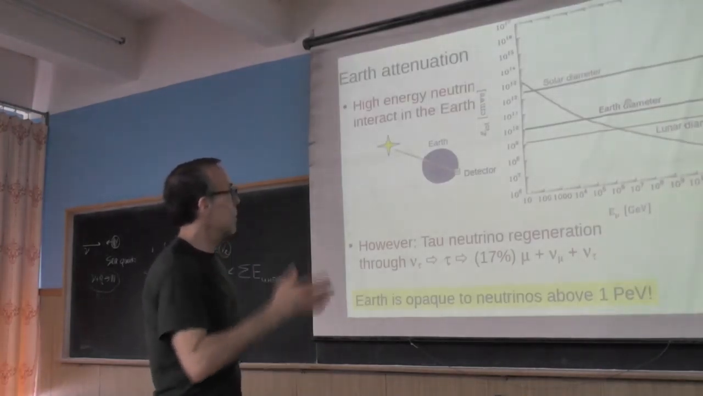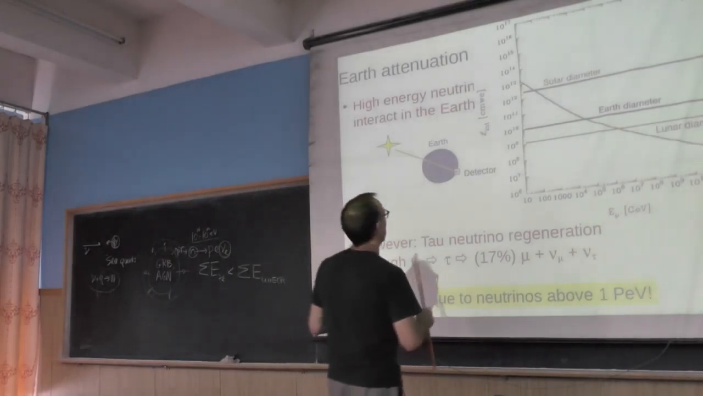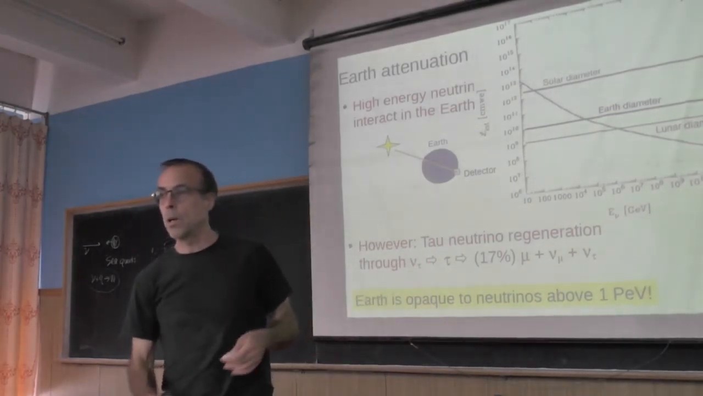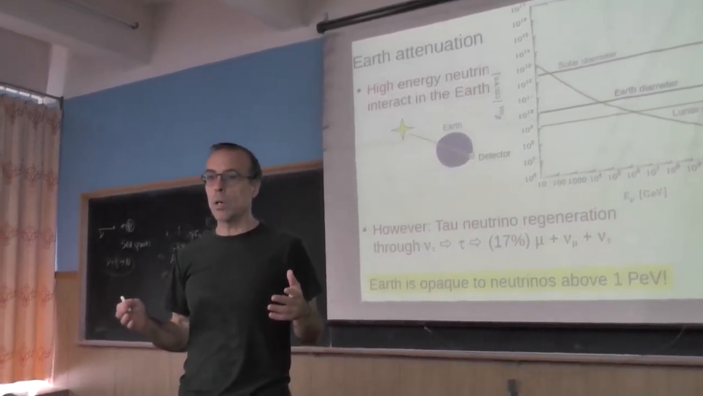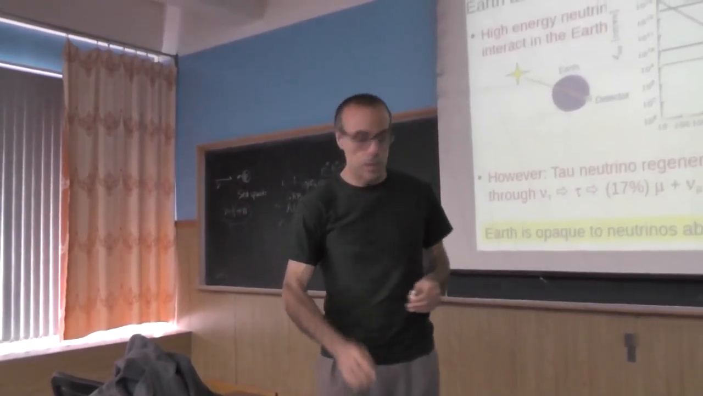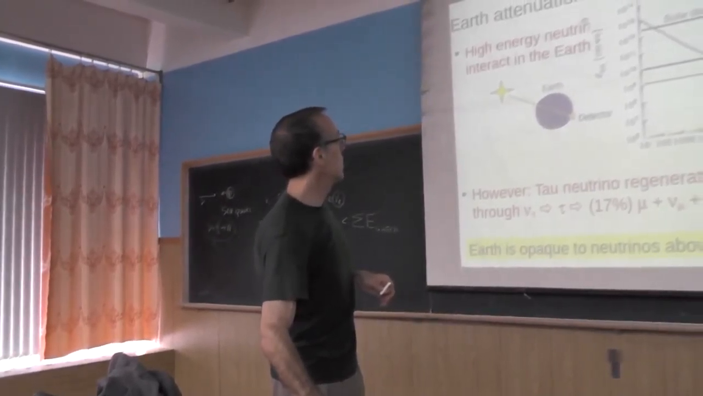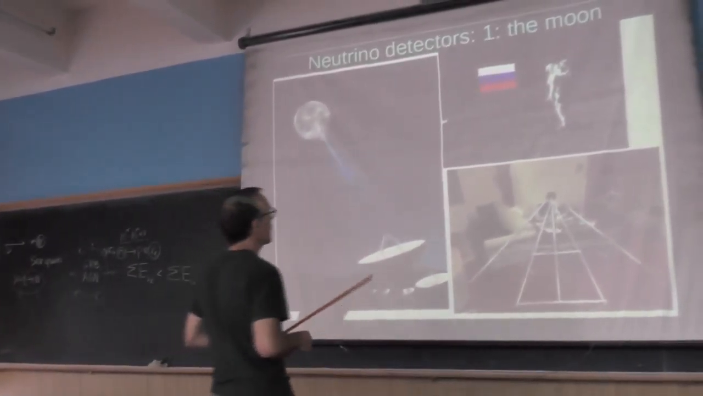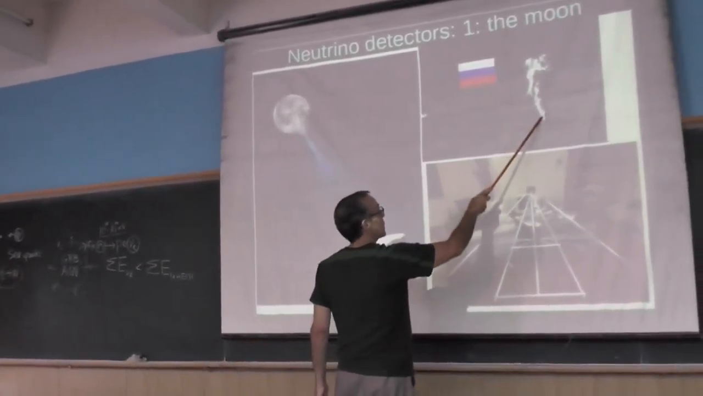Okay, so those are the basics of neutrinos. Now, how do we detect them? As I said before, there are some obvious possible targets that we can use. One target that we can think about using is the moon. And we've done that, so here is, I saw this on one of your TV stations.